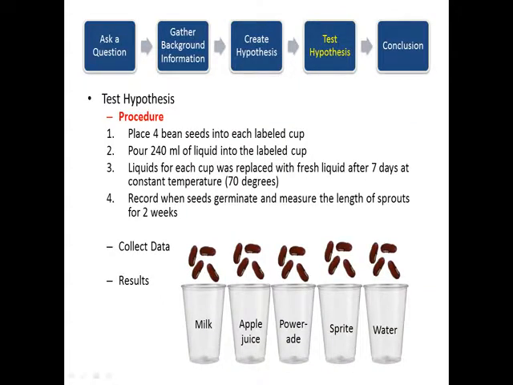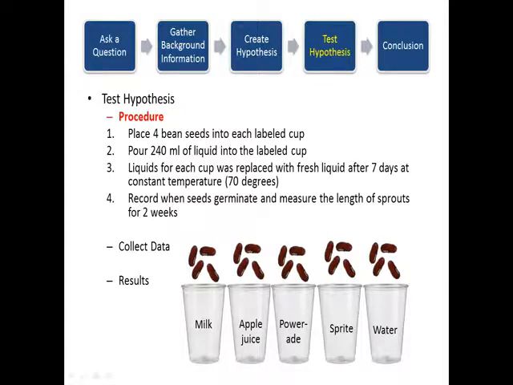Before I start the experiment, I'm going to write down my procedure. Basically, I'm going to place 4 bean seeds into each cup and put the same amount of liquid into each cup. I will replace the liquid after 7 days and stop the experiment at 14 days. I will record how many seeds sprouted every day and measure the length of the sprouts every day.